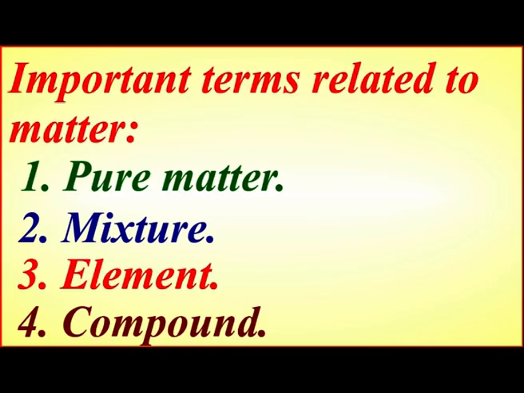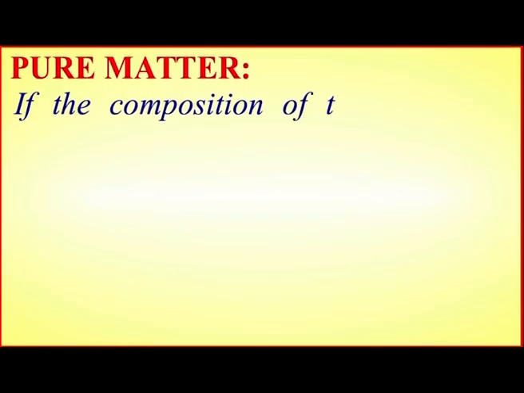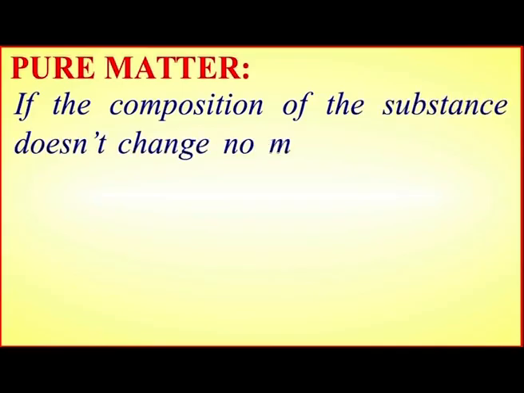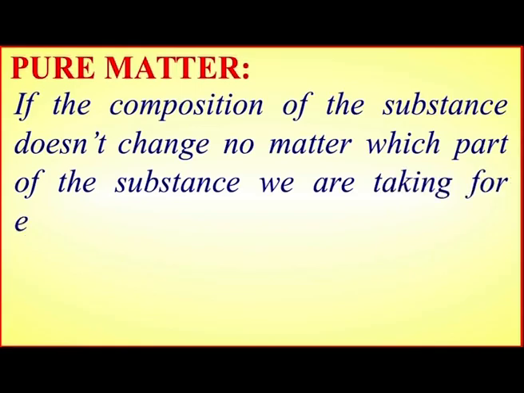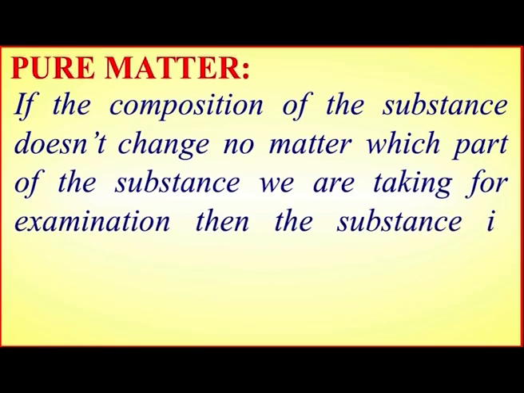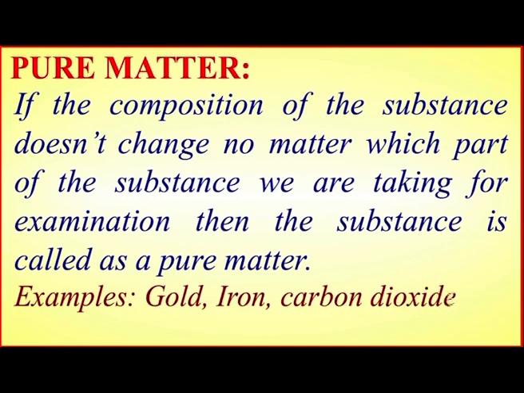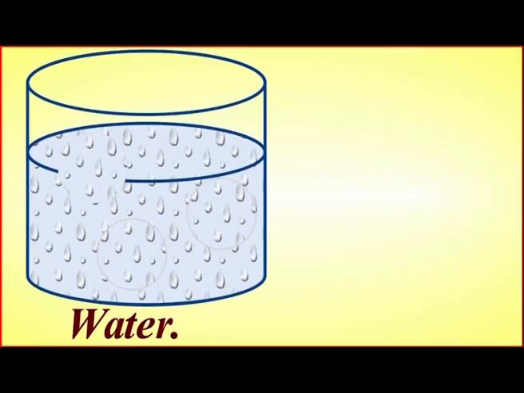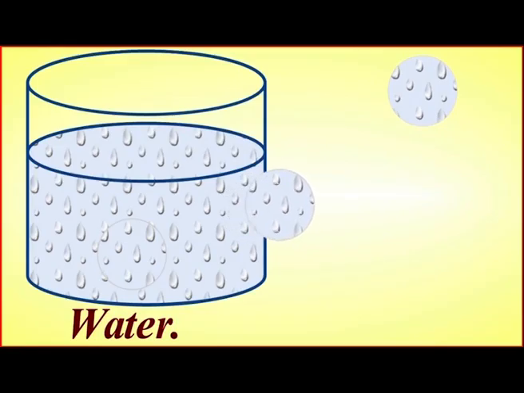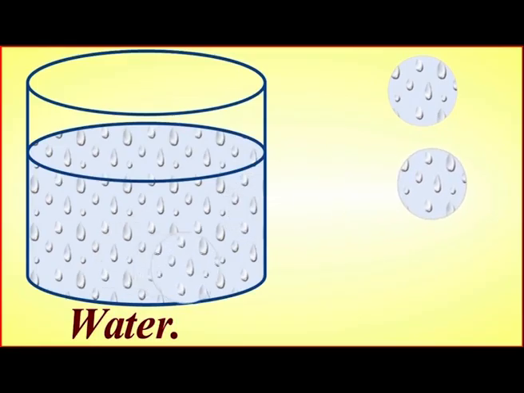Important terms related to matter. Pure matter. If the composition of the substance doesn't change, no matter which part of the substance we are taking for examination, then the substance is called pure matter. Examples: gold, iron, carbon dioxide, water, etc. My dear children, if you take some water in a beaker, wherever you consider the sample of water, the properties of the water do not change. So water is pure matter.